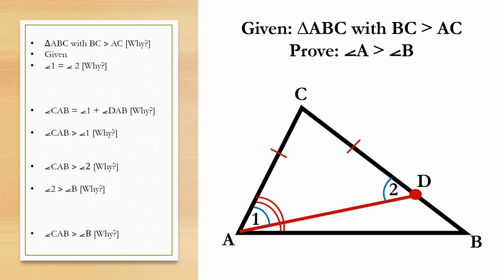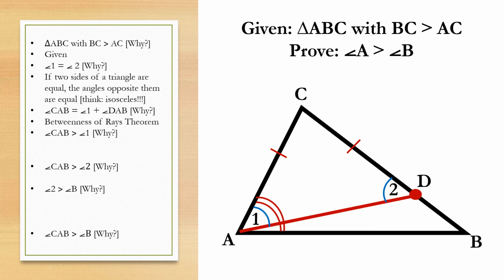So, of course, in triangle ABC, BC being greater than AC was our given information. But what about angle 1 equals angle 2? Well, this is because if two sides of a triangle are equal, the angles opposite them are equal. So be thinking isosceles triangle here. If angle CAB equals angle 1 plus DAB, we're talking here about the betweenness of rays theorem. An oldie but a goodie.